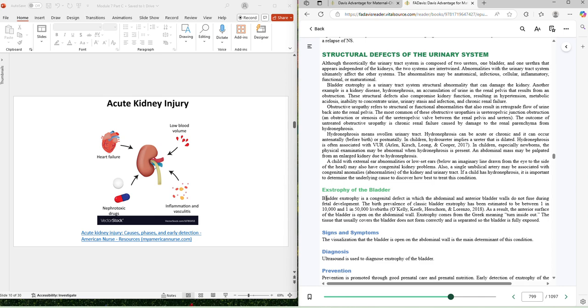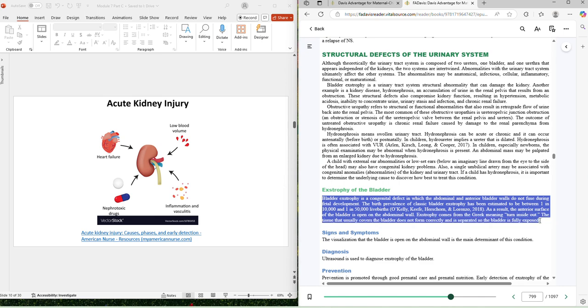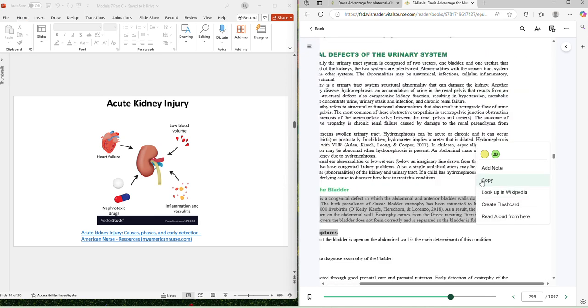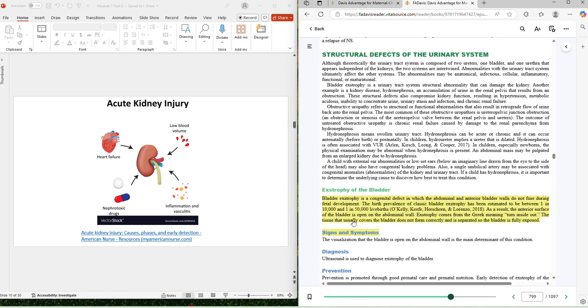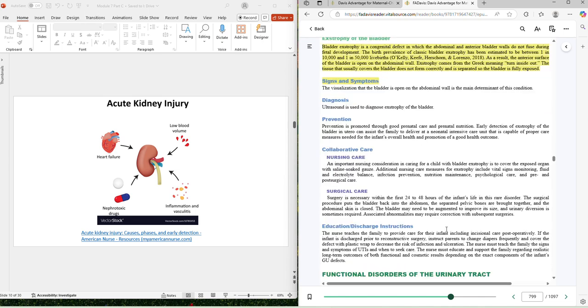So, winks and lollipops here, this paragraph. Go back over here. Congenital defect in which the abdominal and anterior bladder walls do not fuse during fetal development. As a result, the anterior surface of the bladder is open on the abdominal wall. Extrophy comes from a Greek word meaning turning inside out. The tissue usually covers the bladder but does not form correctly and is separated so the bladder is fully exposed. Of course, they're going to be at risk for infection, right?